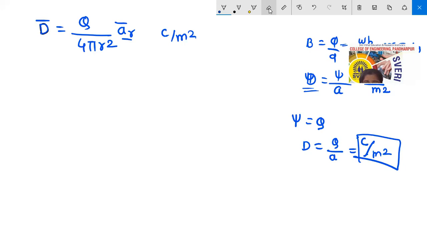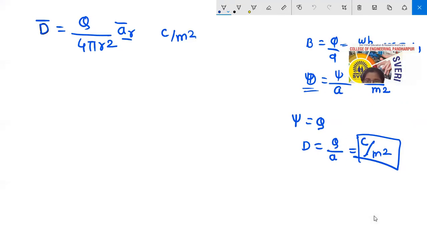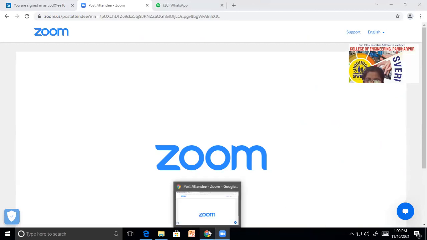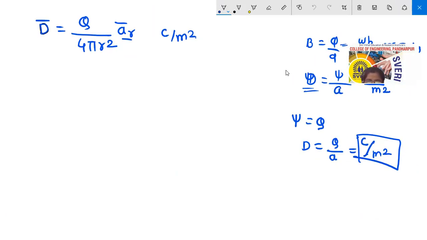Yes, anyone? Anyone can tell me that Gauss law? Those who are available, students. Only 34. So anyone? Rajeshri? All of you noted or not?